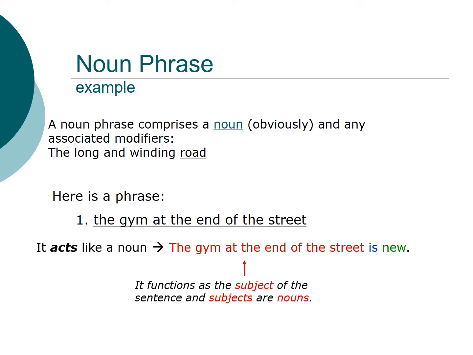It acts like a noun. The gem at the end of the street is new, for example. So this is a sentence. But "the gem at the end of the street," this is a noun phrase. It functions as the subject of the sentence, and subjects are nouns.